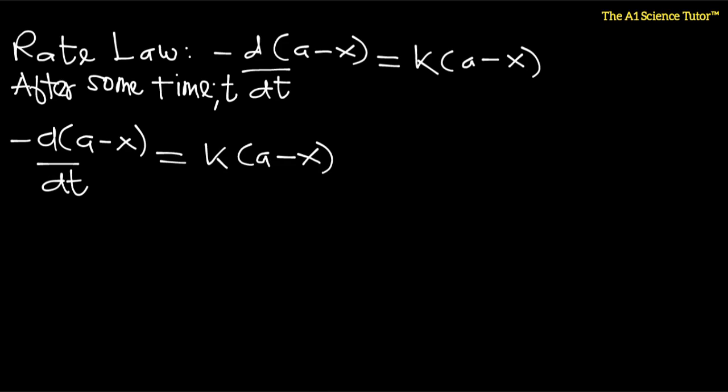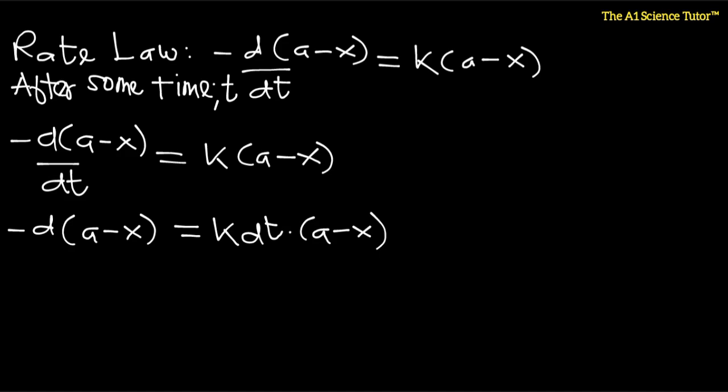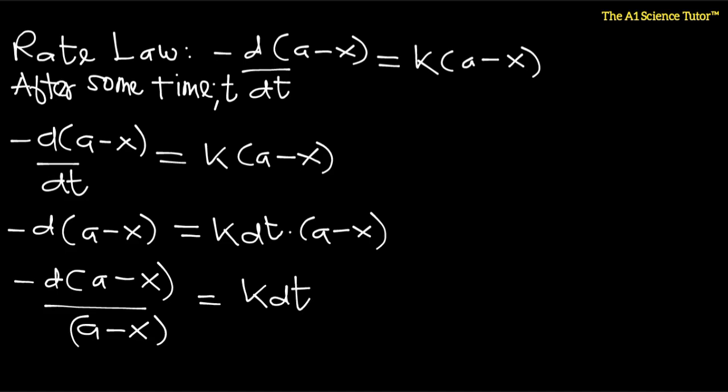And the next thing I'm going to do is take dt and multiply with k. So this is going to be k dt multiplied by a minus x. And the next thing I will do is to take a minus x and bring it to this other side. This is actually reasonable to some extent. So let us have that. So this is going to be minus d, you have a minus x, and this will be divided by a minus x. So I'm just going to write that there, and we're going to have a k dt here.